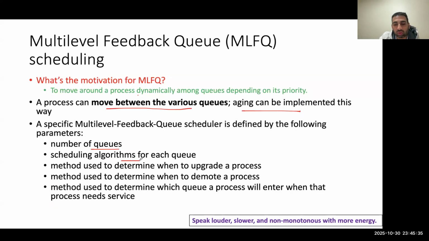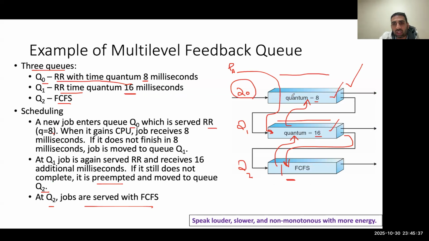Scheduling algorithm for each queue. Here we said that queue 0 is using round robin with quantum of 8, the second using round robin with quantum 16, and the third is using FCFS. But if you change those algorithms, let's say you make this one use shortest job first, it means that overall you are developing a new scheduling algorithm.